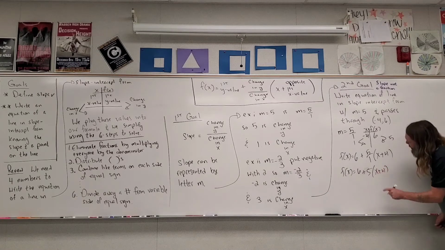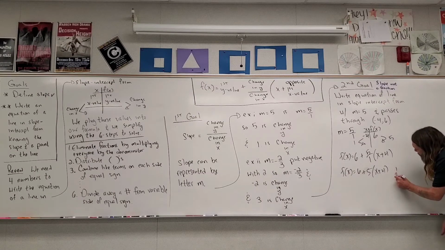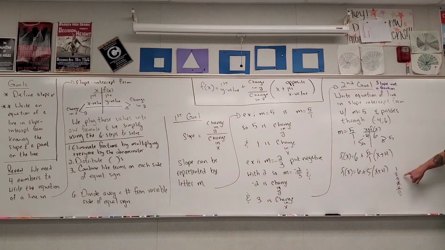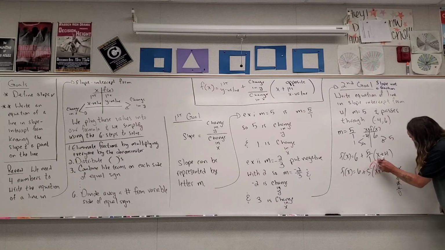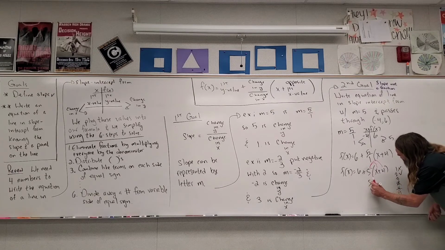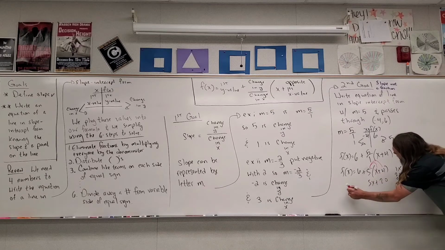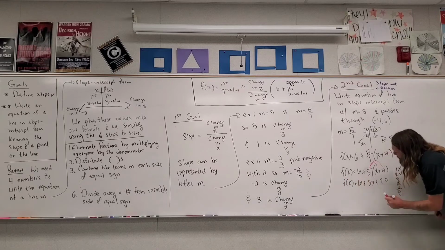Now we can get into our 6 steps. 1, 2, 3, 4, 5, and 6. And we don't do 5 and we don't do 4. Do I have a fraction to eliminate? No, I do not. Can I distribute? Yes, we can. So we get 5 times x and 5 times 4. So we get 5x plus 20. And we have f of x equals to 6 plus that.